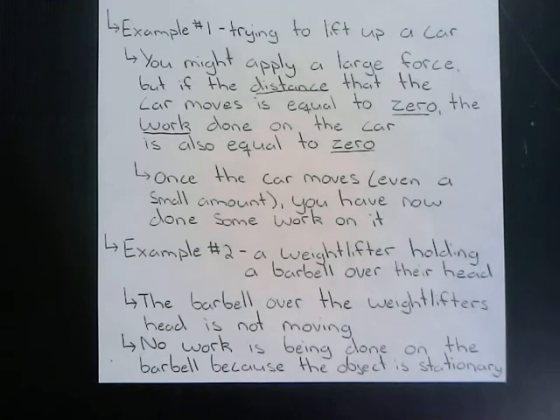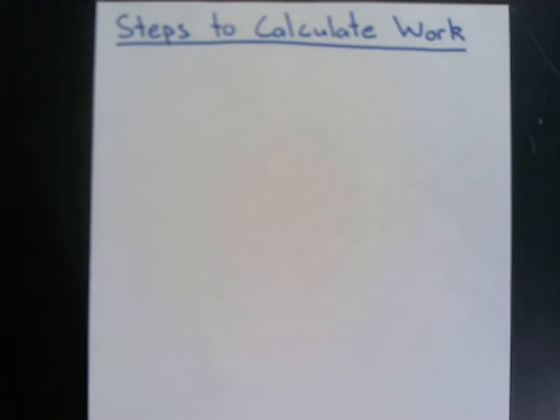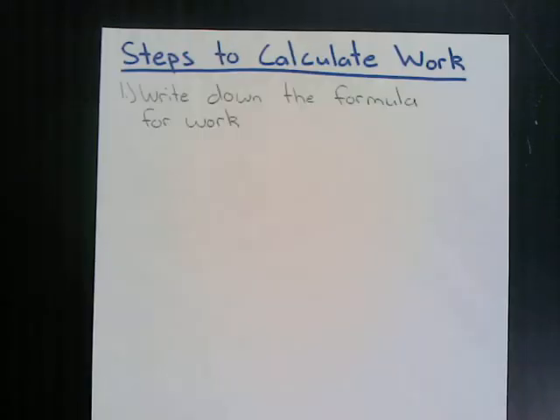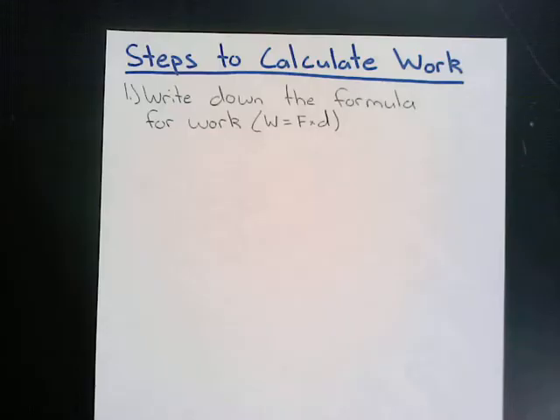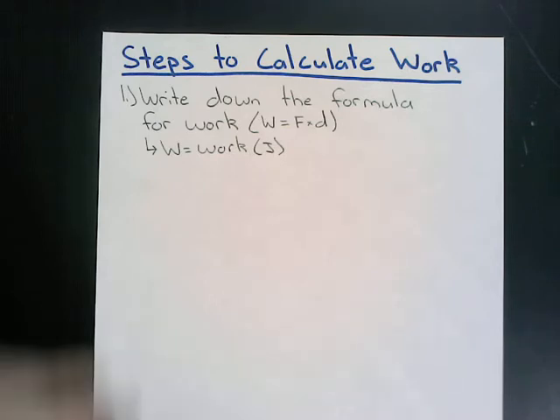So let's transition now to how we can actually utilize that work formula and go through a particular calculation of work. We have our steps to calculate work, and the first thing you need to do is write down the formula for work. Remember, that formula is W equals force times distance. Now, work is what the W stands for, and it can be in units of joules. But for work, we can actually express the units in a couple of different ways.